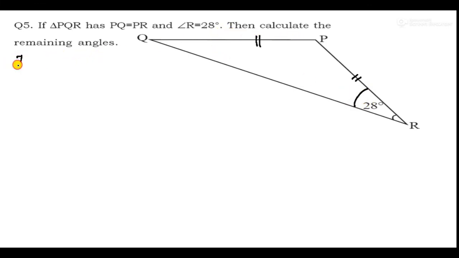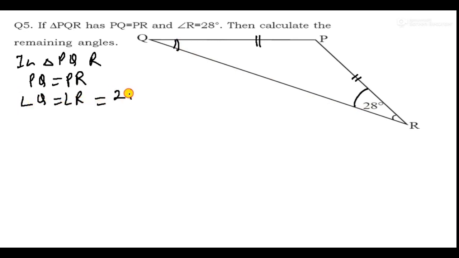As you know, in triangle PQR the two sides PQ and PR are equal, so the angles in front of these sides are always equal. So you can write here angle Q is equal to angle R, both are 28 degrees. Then we want to calculate the remaining angle.